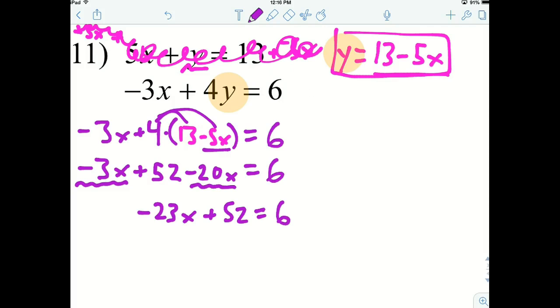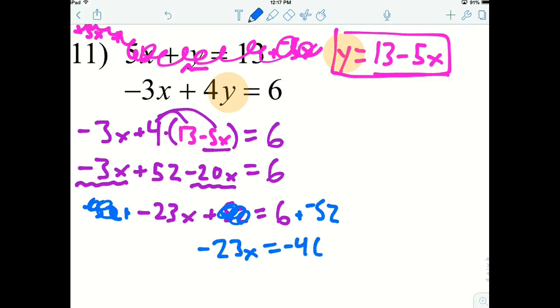Next step, I want to get that 52 off of that side, so I'm going to add a negative 52 to both sides. And that positive 52 and negative 52 go to 0, leaving me with just a negative 23x over on the left. On the right, either do that in my head or my calculator, and I get a negative 46.